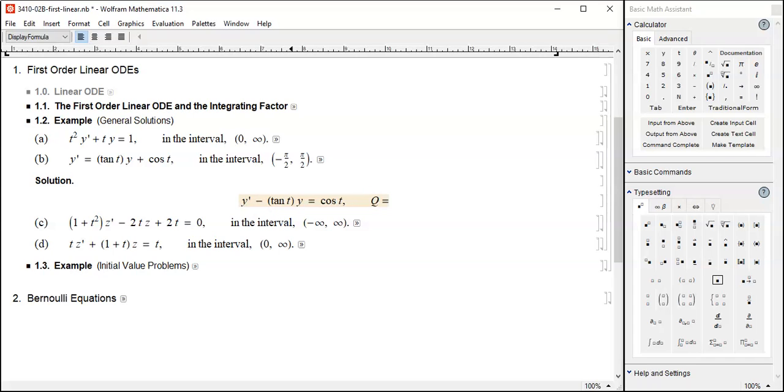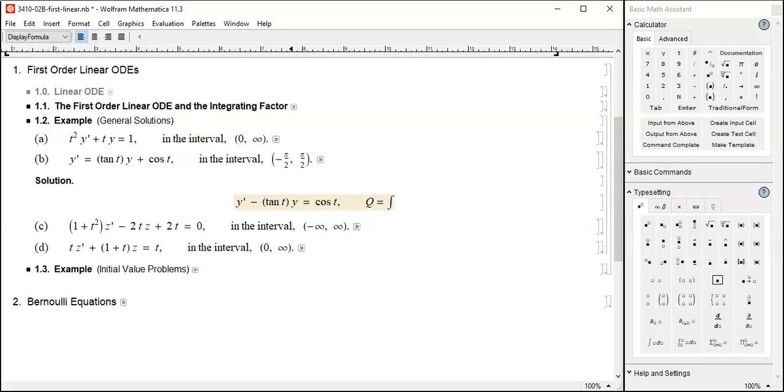Let's find the antiderivative of this, and then let's find the integrating factor, okay? Integral of tangent of t. And what's the antiderivative of tangent? Does everybody recall? Maybe you can stop this playback and then go to the integral table and check it out. What is it? It turns out to be log of secant.